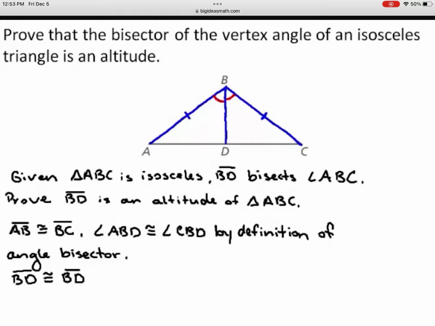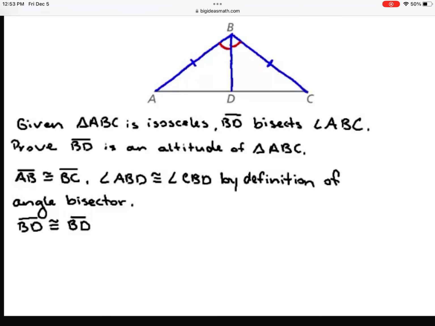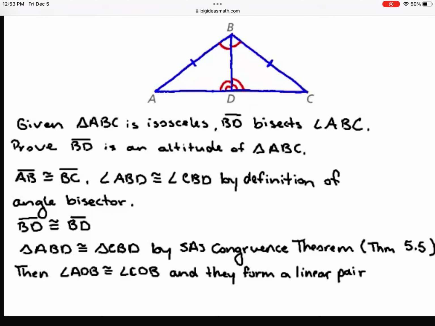And line segment BD is congruent to line segment BD by the reflexive property of congruence. So triangle ABD is congruent to triangle CBD by the SAS congruence theorem, because you have corresponding sides, angles, and sides that are congruent in the corresponding triangles. Then angle ADB is congruent to angle CDB, and they form a linear pair. These two angles are congruent because corresponding parts of congruent triangles are congruent.